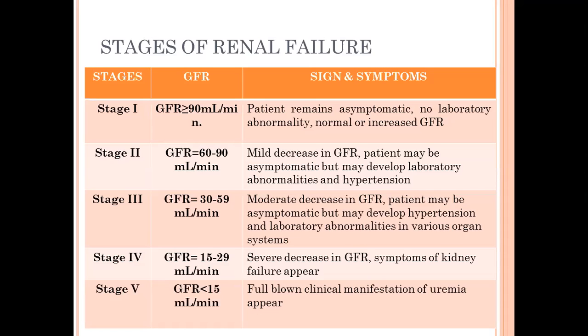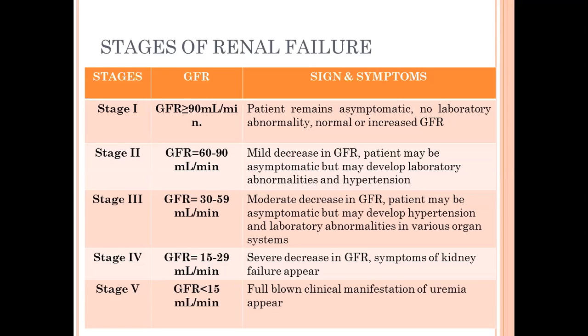So in stage 2, the glomerular filtration rate will be 60 to 90 ml per minute. Here we can see a mild decrease in the glomerular filtration rate. The patient will be asymptomatic, with no kidney damage symptoms. But when we go for a blood test, we can see certain abnormalities, like a little bit of rise in sodium and urea. Also the patient will have symptoms of hypertension.